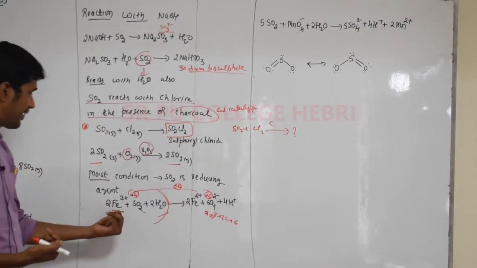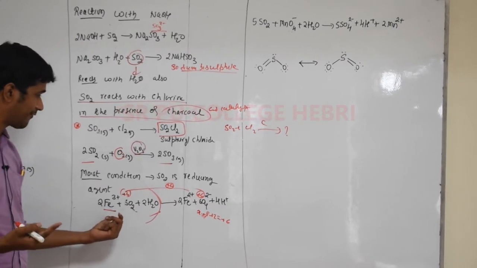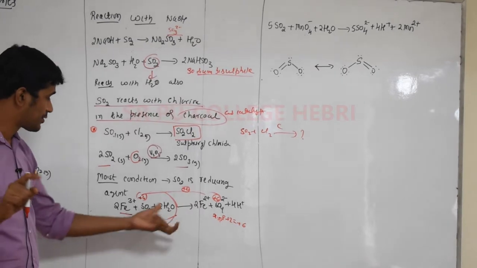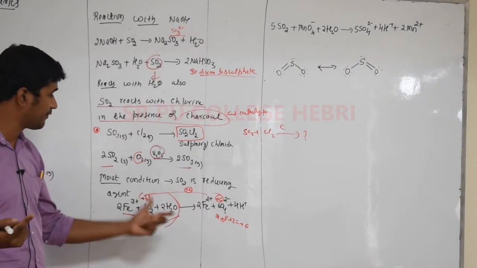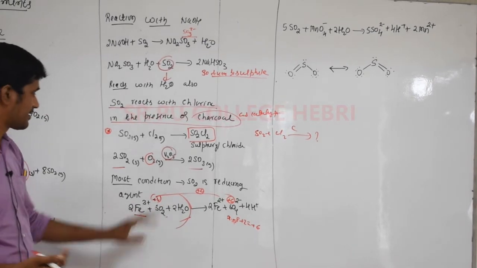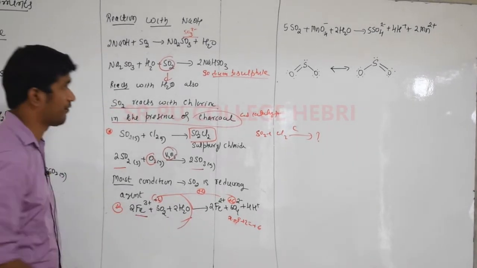So that's why we have to write 2 Fe2 plus here. 1 Fe2 plus going to 1 Fe3 plus requires 1 electron. But sulfur dioxide is going to give you 2 electrons. So in order to balance it, we have to put 2 here. Understood? This is the reaction. This is also very important for 1 mark.